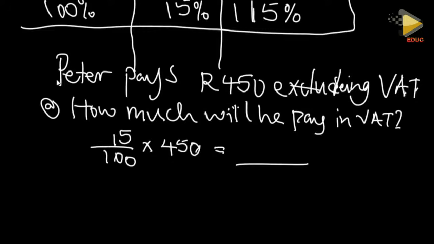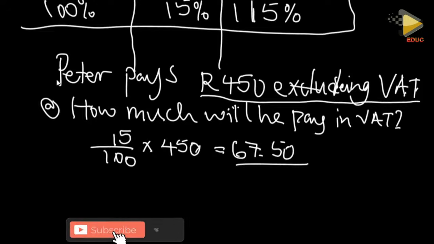Punch it in your calculator. This probably could be 67 rands 50 cents. Take note of this, 450 excluding VAT. So how much will he pay in VAT, or how much will he pay to VAT? This is how we do it. Why have I used this? Because the amount excludes VAT.